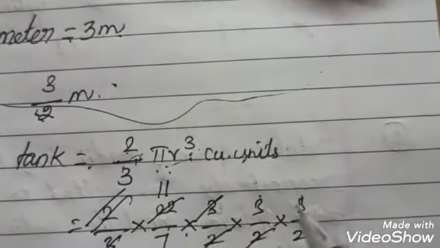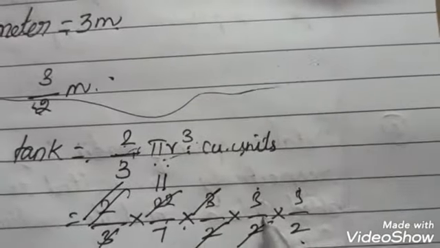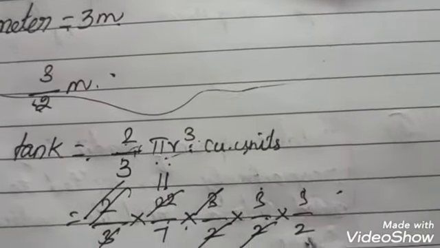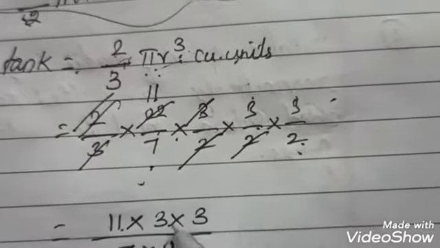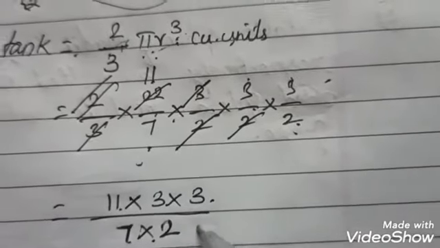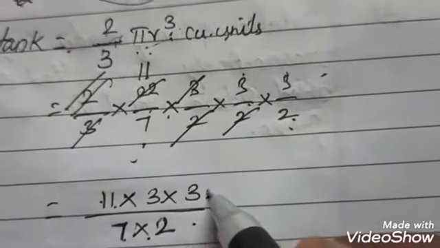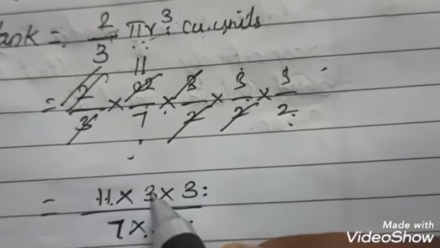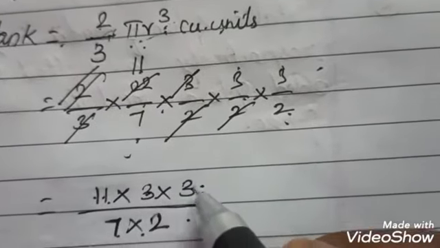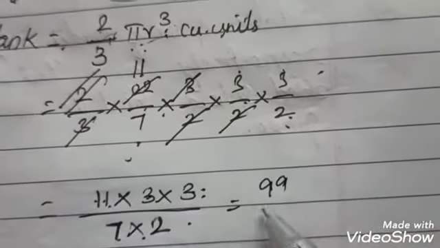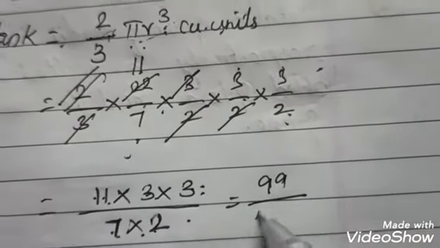So what is remaining? Remaining seems to be 11 into 3 into 3 and 7 into 2. So 11 into 3 into 3, 7 into 2. Now you need to multiply these values. 11 3s are 33. So 33 into 3, 99, divided by 7 2s are 14.